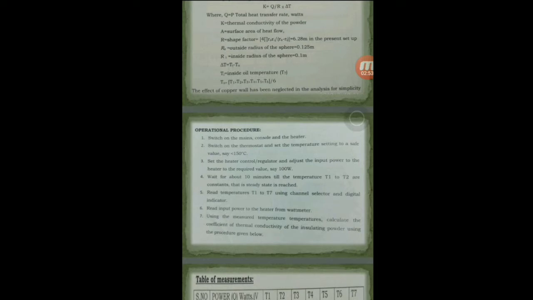Here the important thing to follow is to find out the temperature difference, that is Ti minus T naught, that is delta T. Ti is equal to T7. Here we will be finding the temperatures from T1 to T7, where Ti is T7, and T naught is the summation of temperatures from T1 to T6, that is the average.